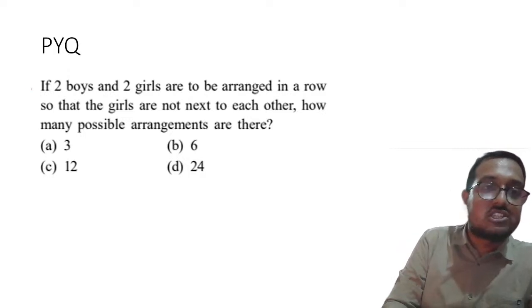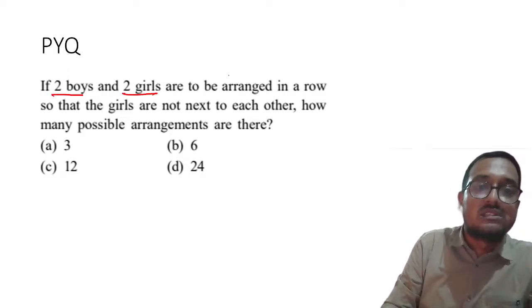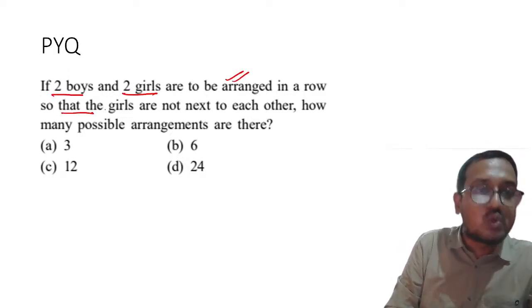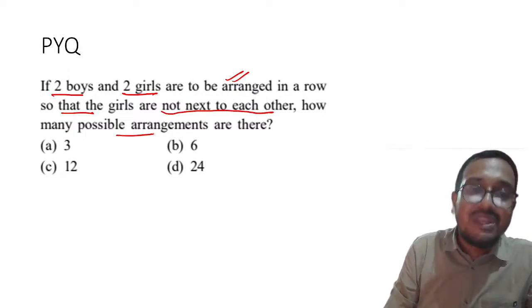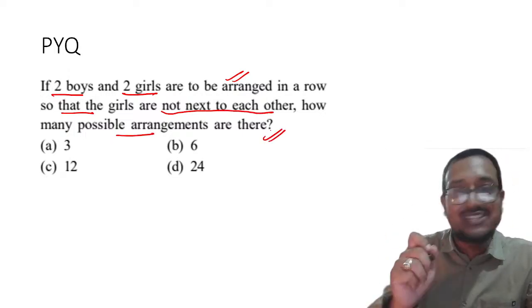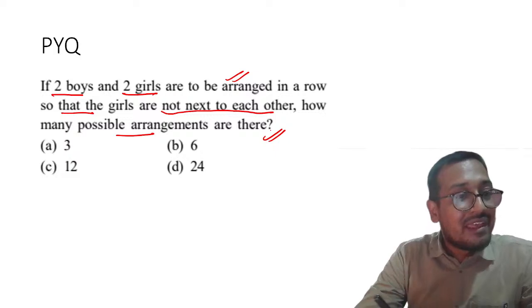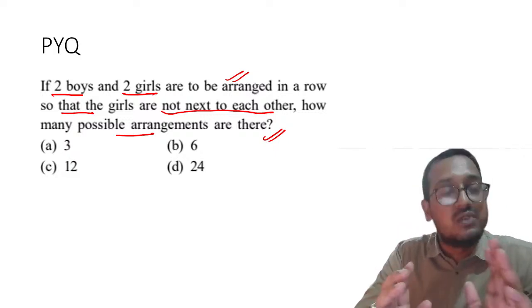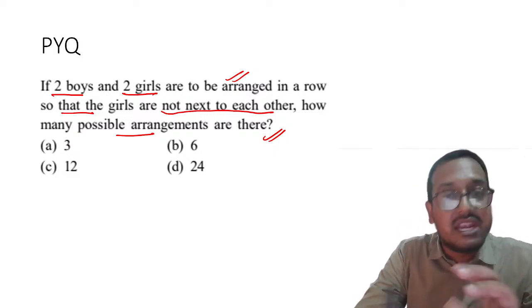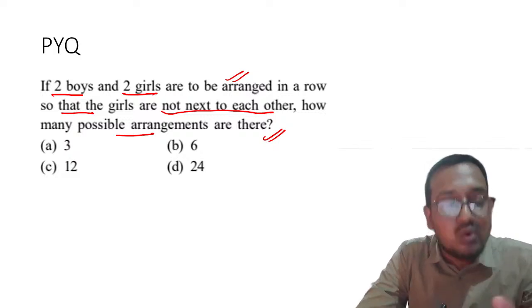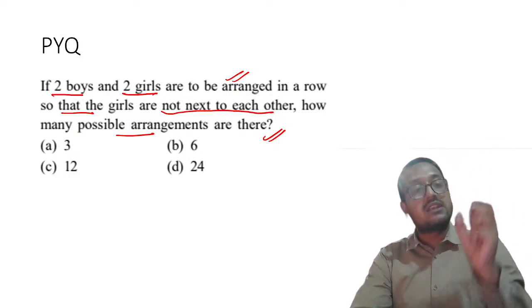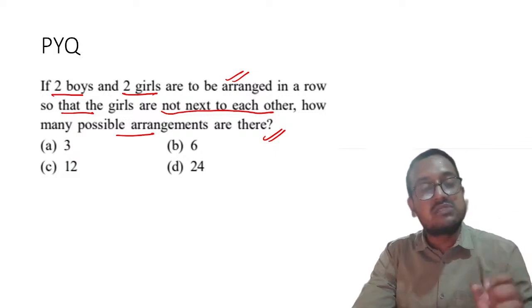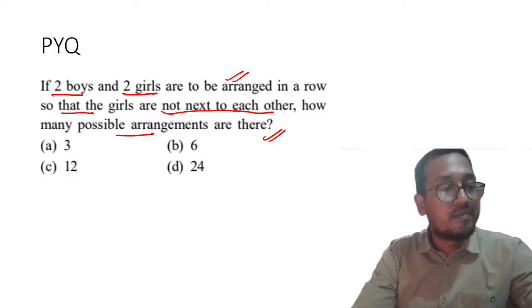The next question is, two boys and two girls are to be arranged in a row so that the girls are not next to each other. How many possible arrangements are there, my dear students? Please remember, prima facie, if you see this question, some of you might get confused or be in doubt or panic about how to solve this. But once you understand the process thoroughly, trust me, this will be the easiest question for you. Understood?